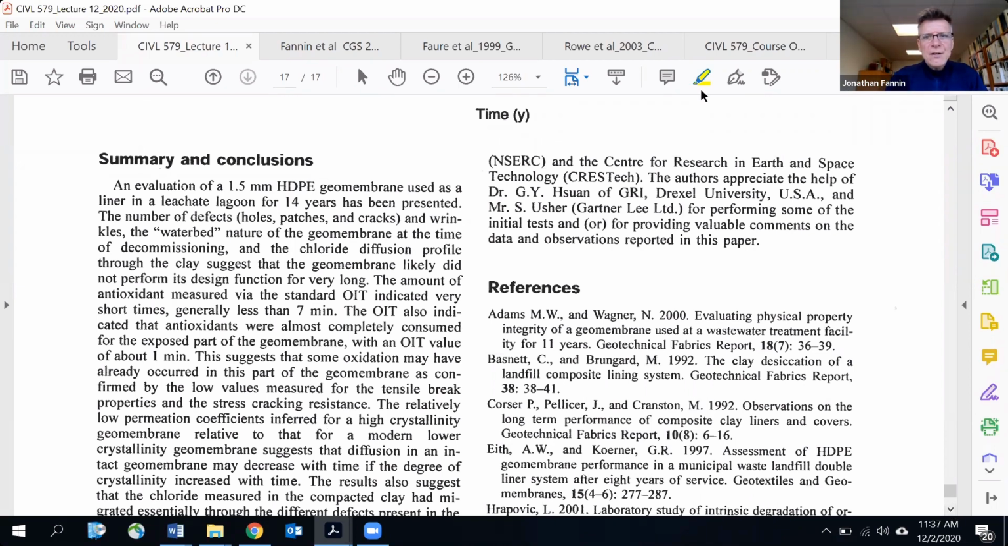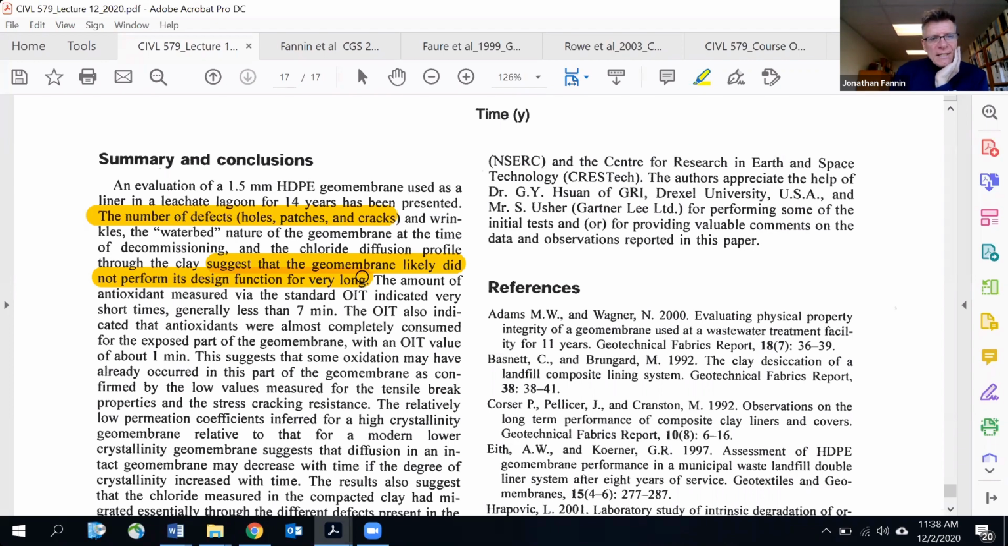The number of defects, here we're getting into the evidence. The number of defects, coupled with the geochemistry of the chloride profile in the clay, suggests that the geomembrane likely did not perform its design function for very long. So the holes are allowing for advection of leachate into the clay, and in fact it was the clay that acted as the liner. The geomembrane, not so much.